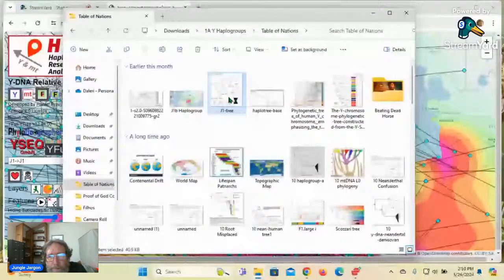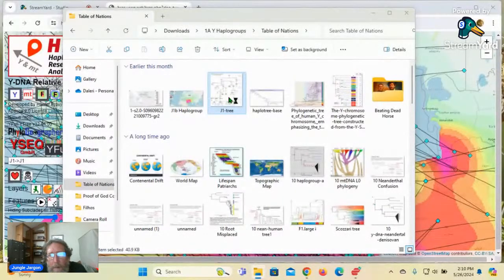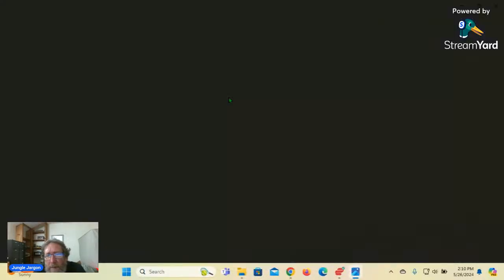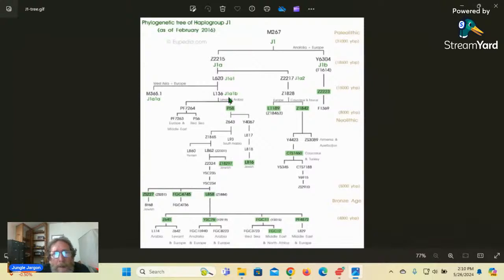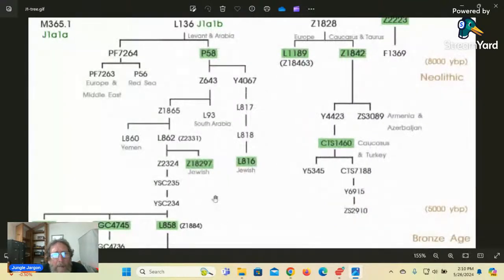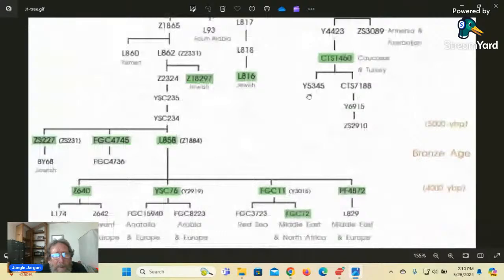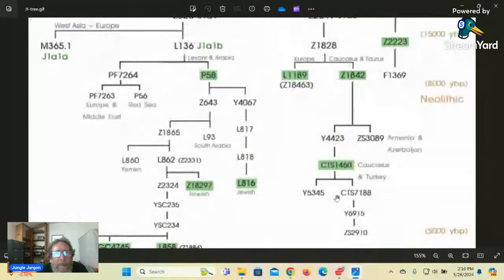Now this J1 tree, here we have the 2215 and the Y6304, which appears to be the two lineages. And of course, the P58, where's the P58? There it is. P58 is the descendants of Aaron.